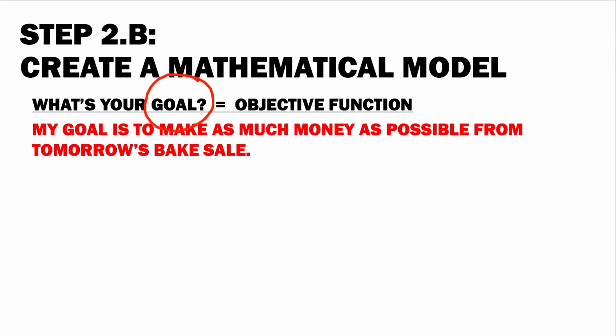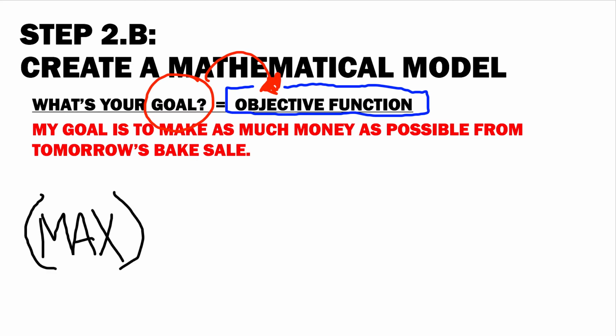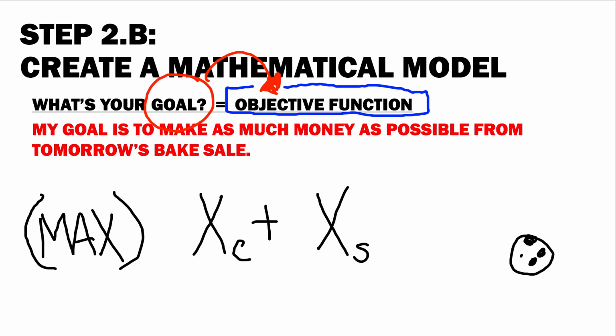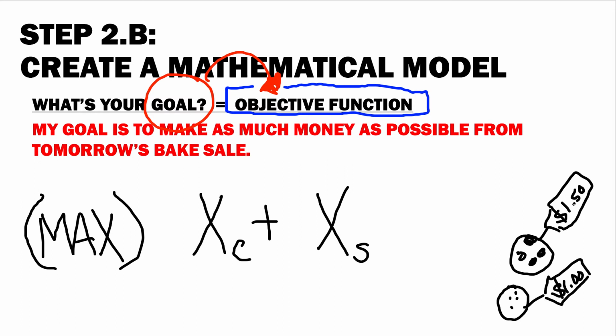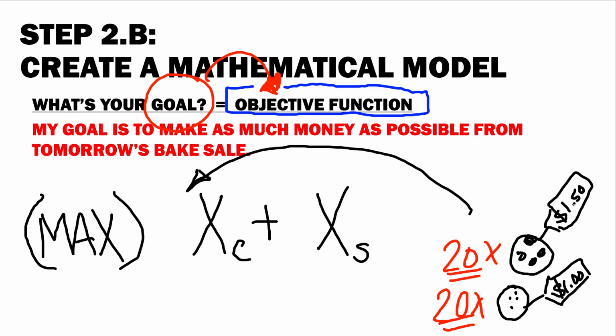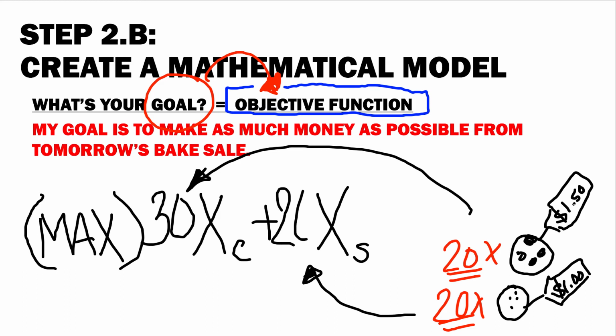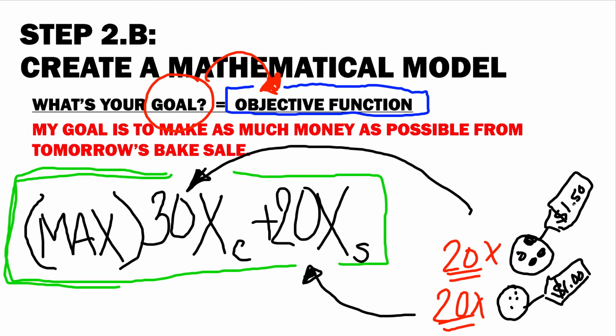Next, we need to translate our goal into its objective function. Here, our goal is to maximize revenue, and we're going to do that by selling different amounts of chocolate chip cookies and different amounts of sugar cookies. And the prices for each were given to us in the problem. $1.50 for chocolate chips and $1 for the sugar cookies. However, because we're working in batches, we need to multiply each by 20, which gives us $30 for a batch of chocolate chip cookies and $20 for a batch of sugar cookies. All right, and now we have our objective function.